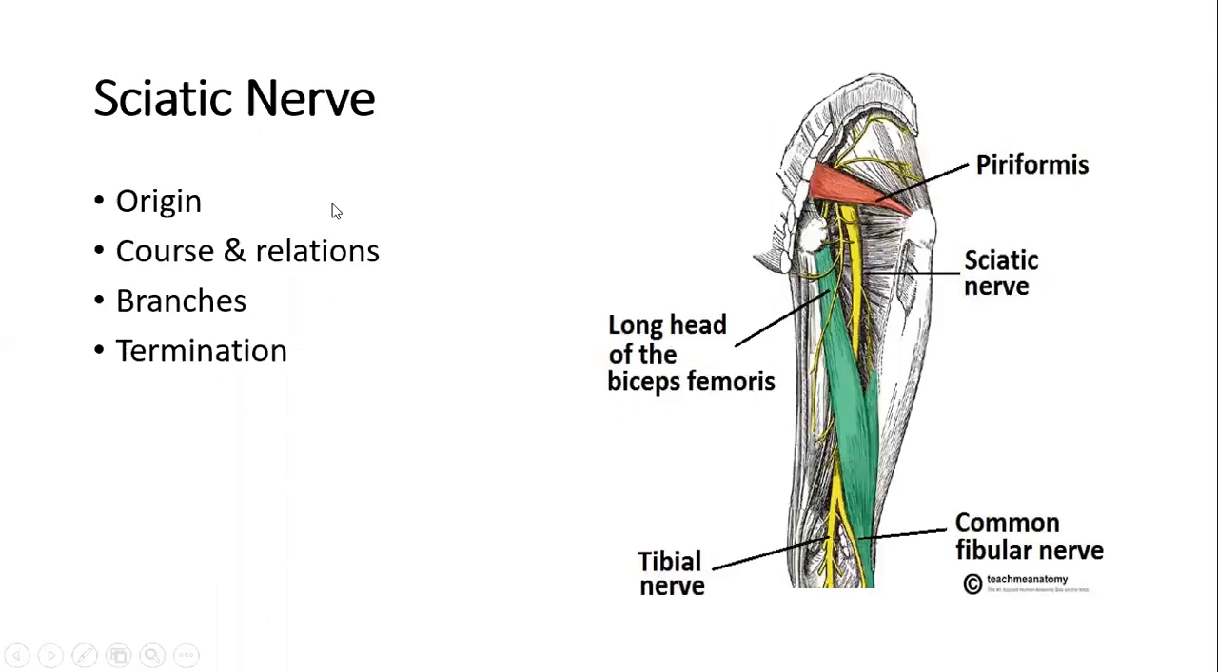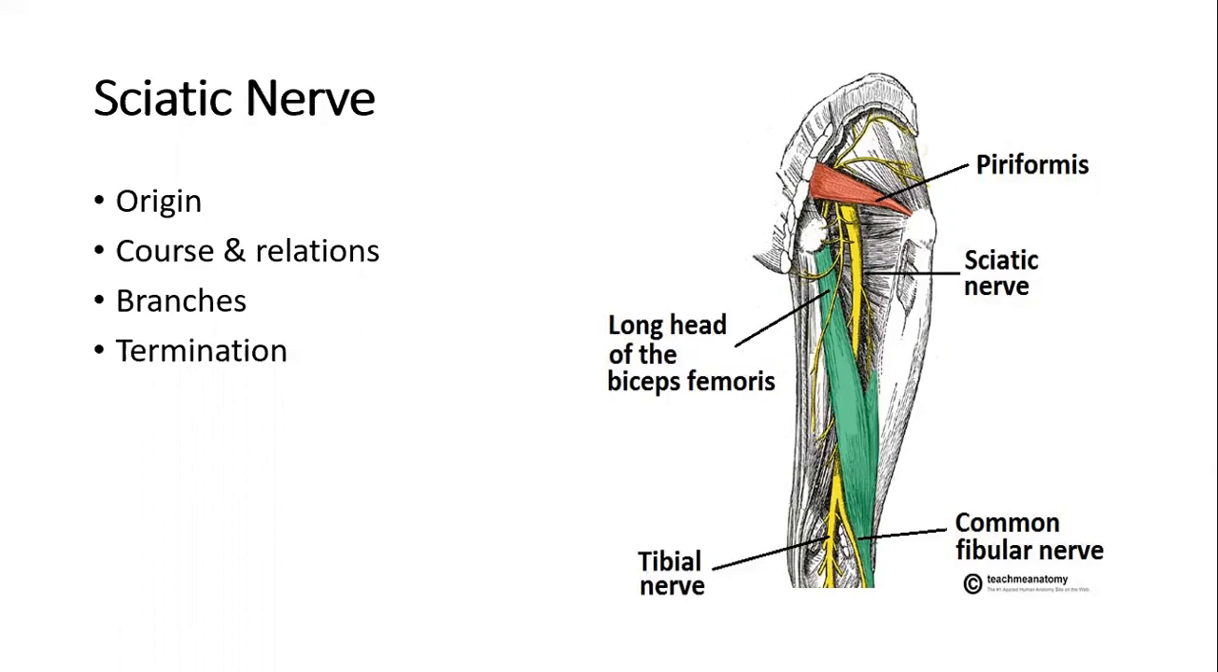So let's take a look at the sciatic nerve. It is the body's thickest nerve, comprising two components, the tibial nerve and common peroneal nerve, wrapped up in a fascial sheath. Sciatic nerve is a branch of the sacral plexus having root value L4, 5, S1, S2, S3. And it is formed by both the anterior and posterior divisions of the sacral plexus.